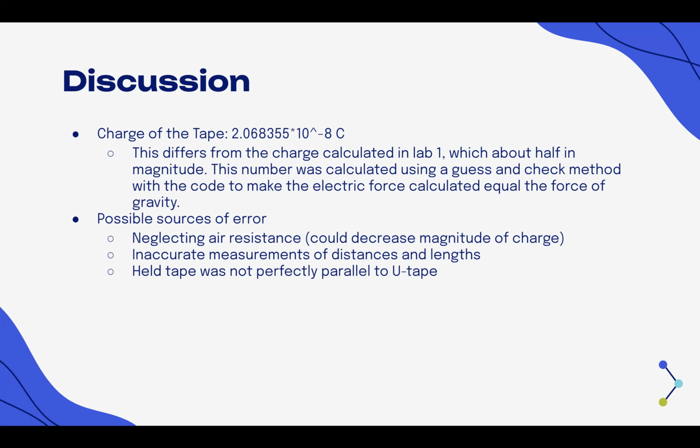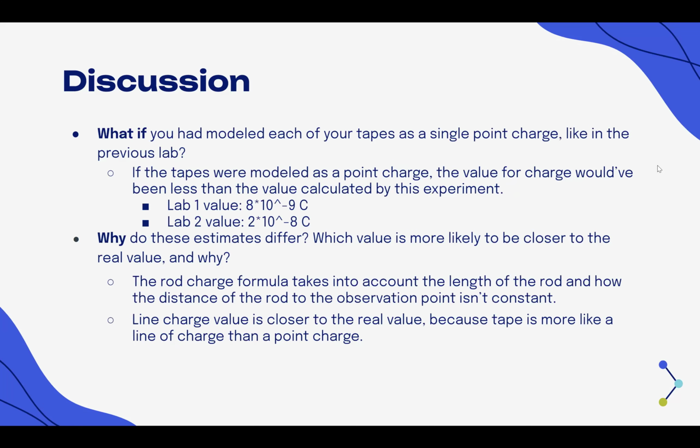The possible sources of error are neglecting air resistance, which could decrease the magnitude of the charge, inaccurate measurements of distance and lengths, and also the top tape was not perfectly parallel to the U-tape.